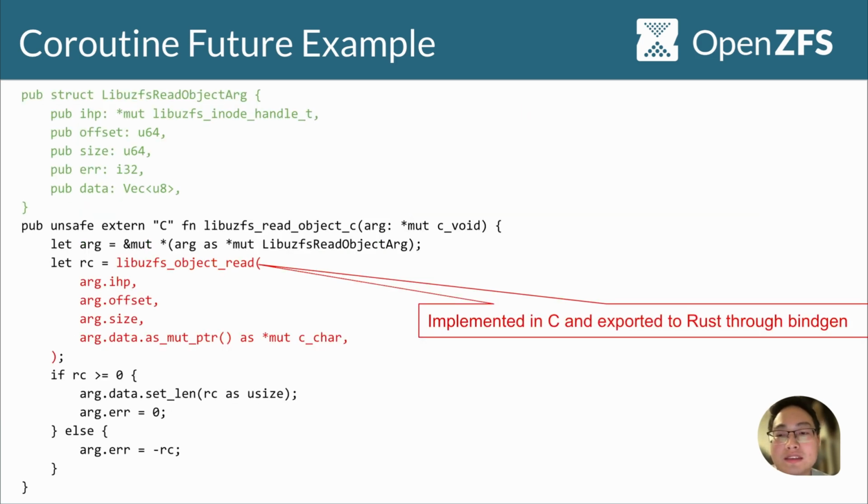The Rust external C function will call a C function, lib uZFS object read. This function is implemented in C and exported to Rust through bindgen. After doing all of this, we can run C code in a coroutine context.